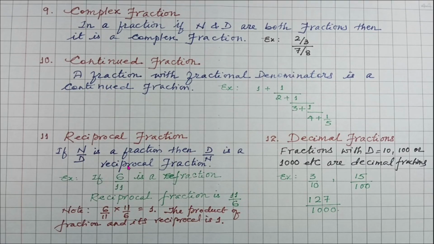So let us take an example. If 6 by 11 is a fraction, then 11 by 6 is its reciprocal. The product of the fraction 6 by 11 and its reciprocal 11 by 6 is 1. Therefore remember, the product of a fraction and its reciprocal is always 1.